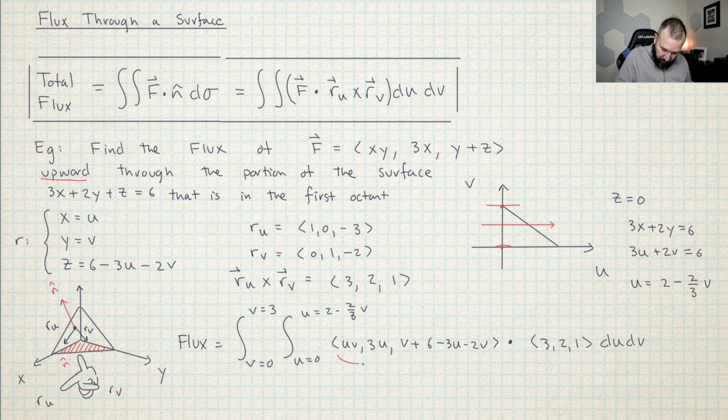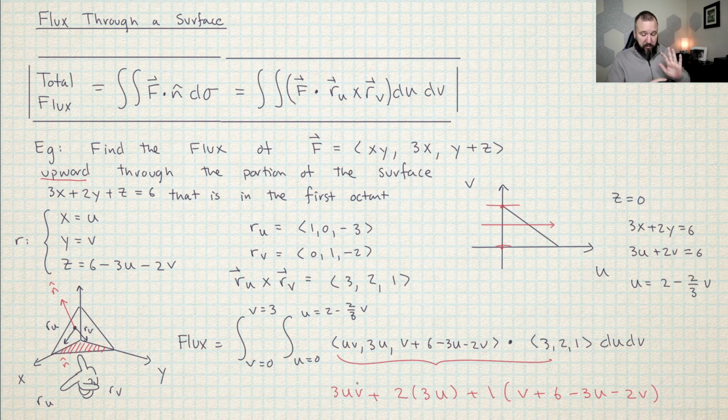So let me just work this dot product out right here. This is really easy, right? I can just multiply and add them up. So I get on the inside here, it's going to be 3uv plus 2 times 3u, right? I'm just doing this one times this one and this one times this one. So 3uv plus 2 times 3u plus 1 times v plus 6 minus 3u minus 2v. So that's it. We finally have a double integral set up in terms of u and v. So you just power rule your way through this, and that is going to spit out the total flux.